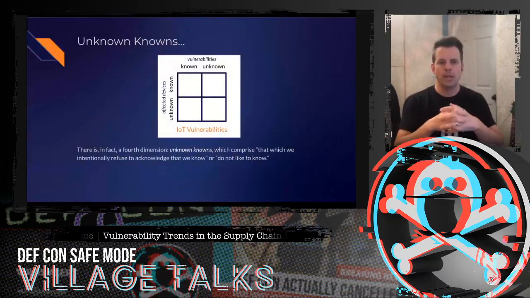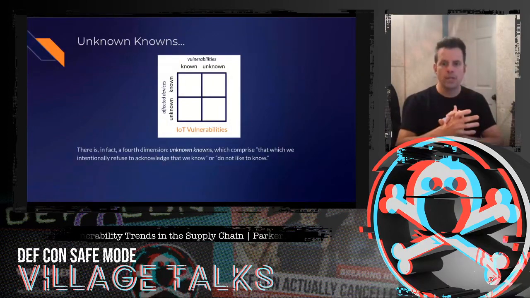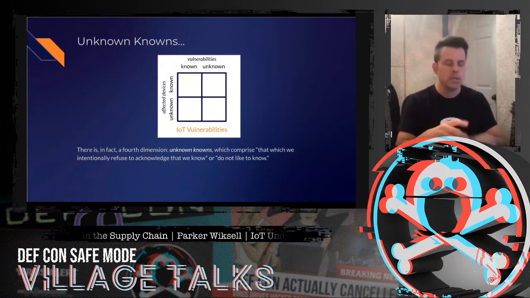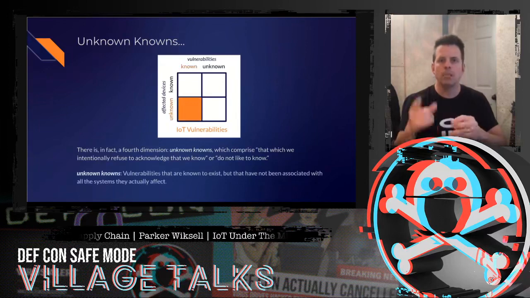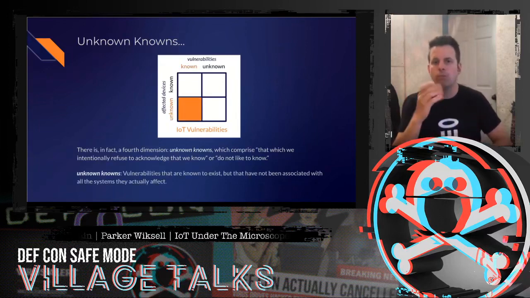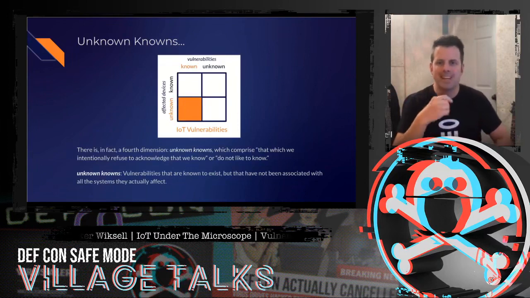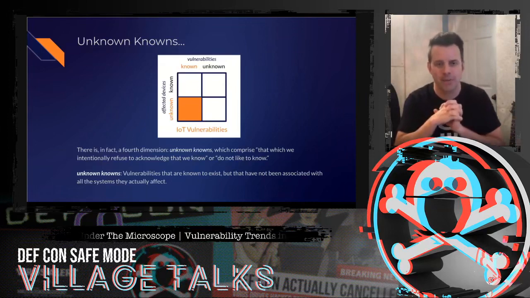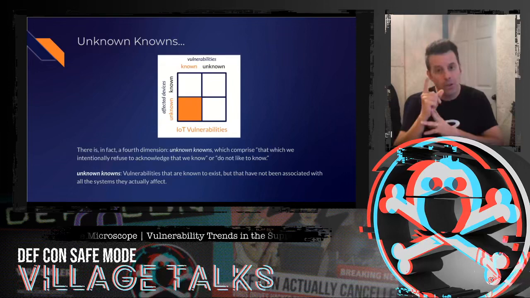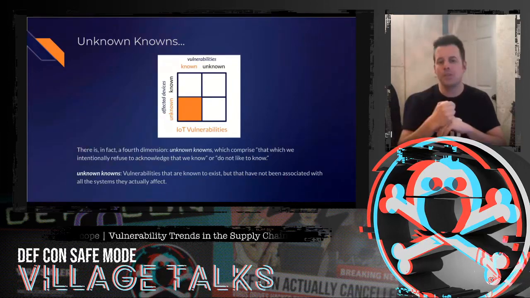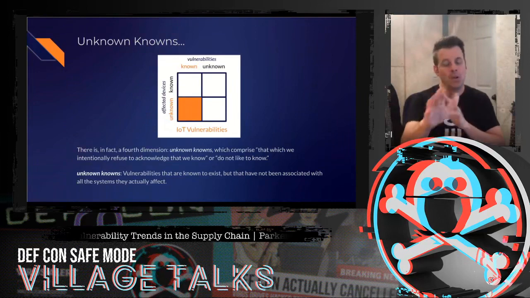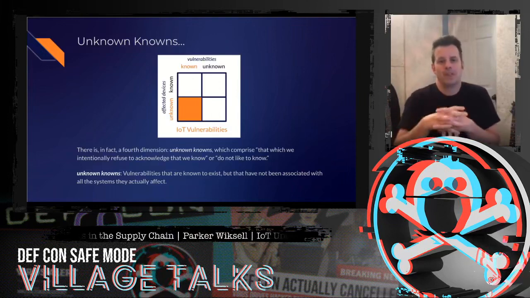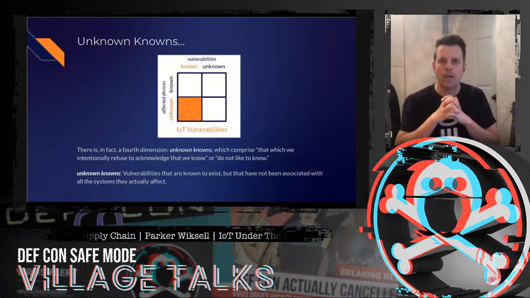As a security researcher, we know that trying to protect yourself and get through all that is really a challenge, trying to find out what is vulnerable or not. So for this talk, we're going to talk about known or unknown knowns. This is a fourth dimension that we like to talk about, and it's comprising that which we intentionally refuse to acknowledge that we know or we don't like to know, okay? So there are vulnerabilities that are known to exist but have not been associated with all the systems that are actually affected. So we know all these CVEs are against this OpenSSL library, but we don't know if that SSL library is in our device, so we're just going to kind of ignore it for now, all right?